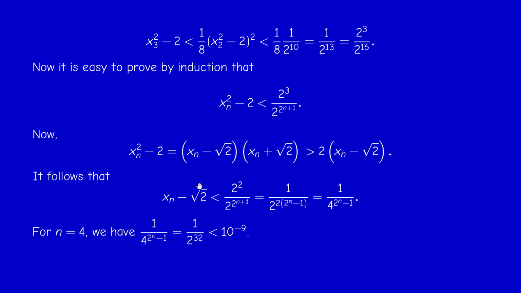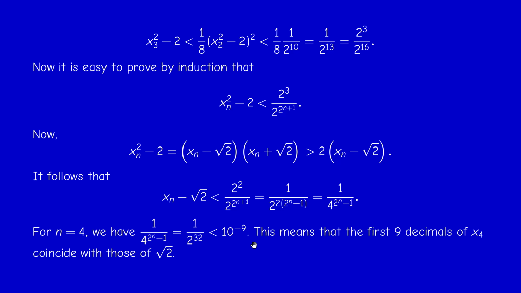So the error is less than 10 to the power minus 9. And what does it mean? It means that the 9 decimal places of x4 are correct. Okay, so if you like, the first 9 decimals of xn coincide with the first 9 decimals of radical 2. So I know that x4 is an approximation of radical 2 with an accuracy of 10 to the power minus 9. This is the epsilon, if you like, that we talked about.